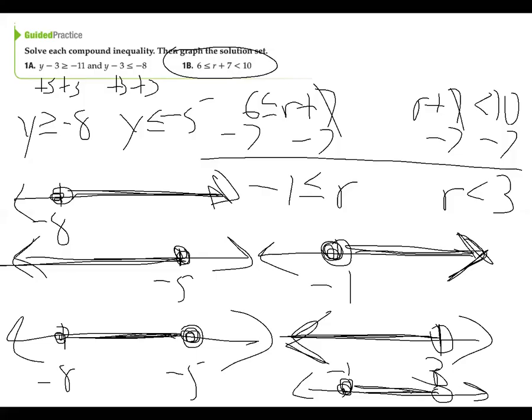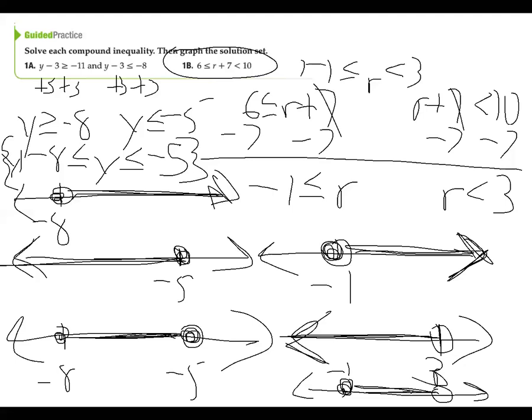So if we go back to 1a, the solution would be y such that y is greater than or equal to negative 8 and less than or equal to negative 5, in braces. For this other one that we did, you would have r greater than or equal to negative 1 and less than 3, and then put your set in braces like that. Okay, pretty cool stuff. I like it.